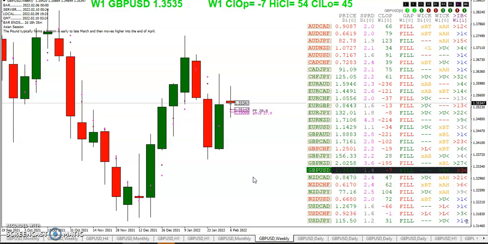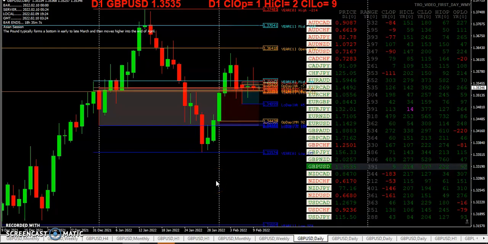Looking at the weekly chart, we're 8 pips, 7 pips below the weekly open, 54 off the high and 45 off the low. You can see we've taken out the pivot point and all the weekly gaps have filled.